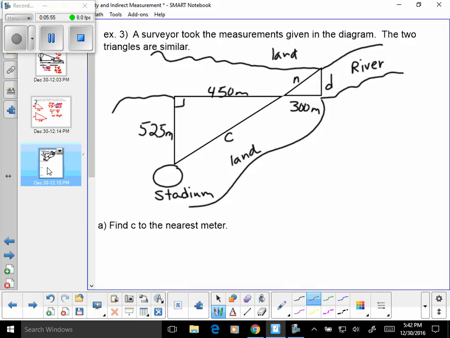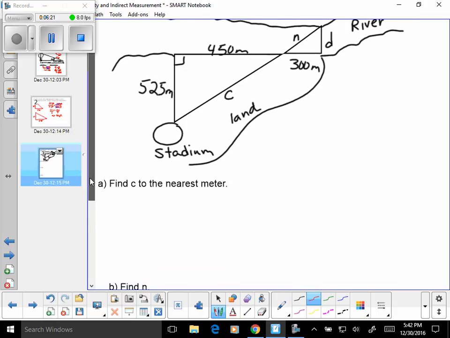A little bit more complicated of a problem in example 3. Here we have a surveyor taking the measurements that are given in the diagram, a stadium close to a river with some land nearby, of course. And note that it tells you that the two triangles are similar to one another. Now you kind of need to know that in order to set up your proportions.